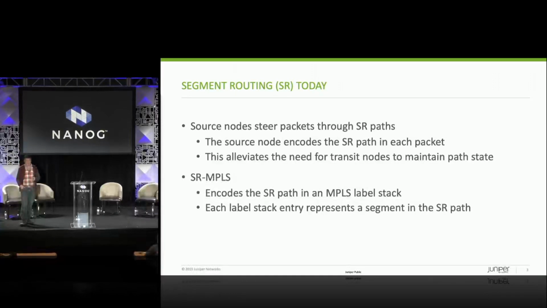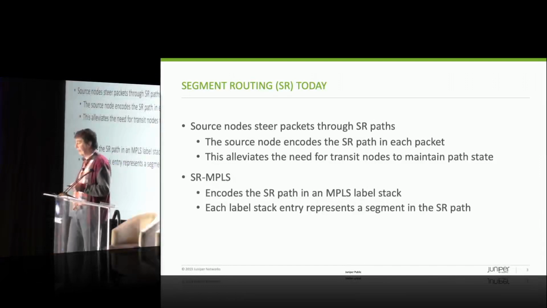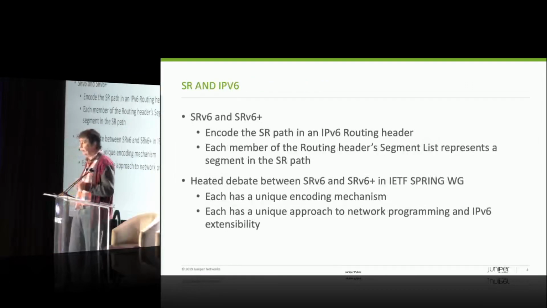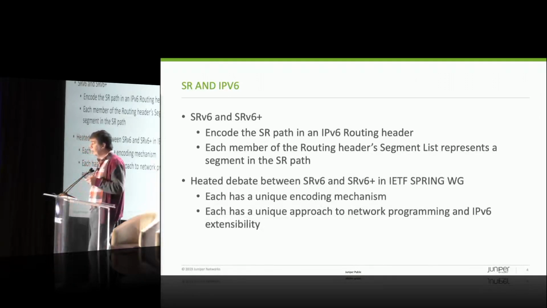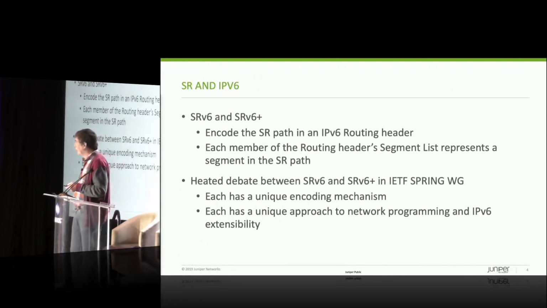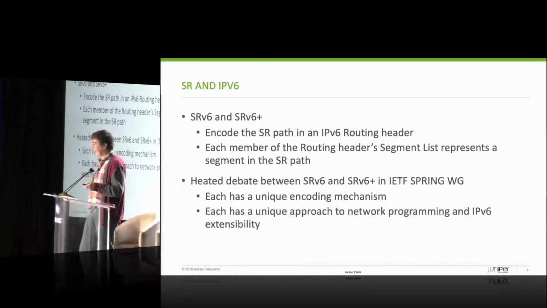It encodes the SR path in an MPLS label stack. Each entry in the label stack represents a segment in the SR path. We're starting to experiment with SR and IPv6. And there are two flavors of SR and IPv6. One is called SRv6, the other SRv6+ or SRm6. Both encode the SR path in an IPv6 routing header. This is the IPv6 routing header that's been around for a good 25 years. Each member of the routing header's segment list represents a segment in the SR path.